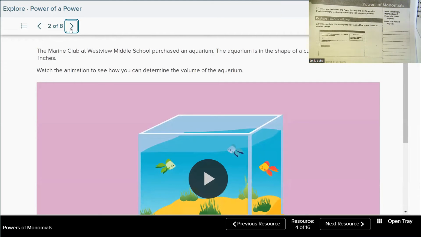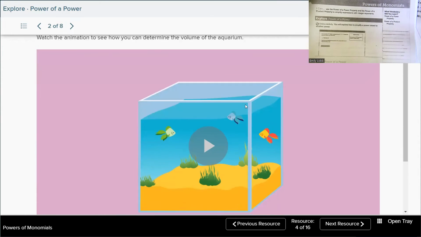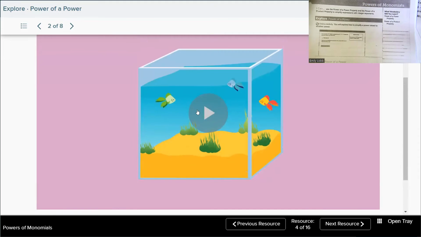The Marine Club at Westview Middle School purchased an aquarium. The aquarium is in the shape of a cube with a side length of 2 to the 4th power. Watch the animation to see how you can determine the volume of the aquarium.